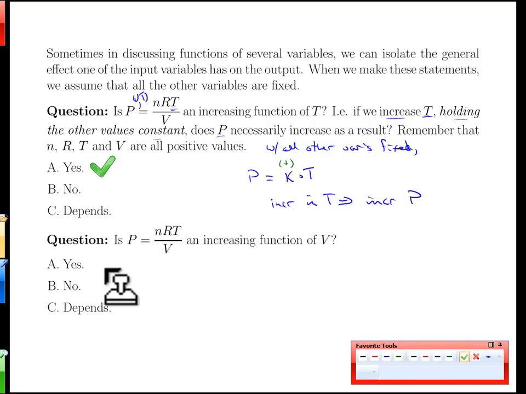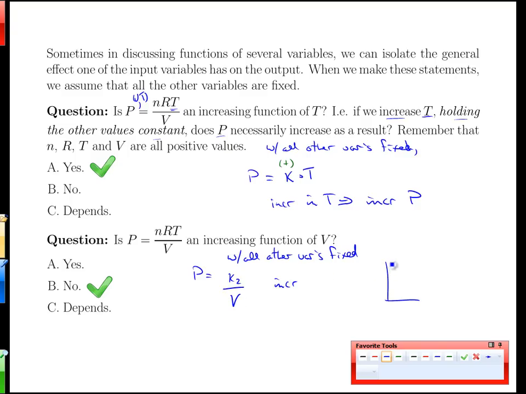Well, I think our graph earlier told us this answer. If we fixed all the other variables, and here we're not being specific about the temperature, we just know that it's going to be positive in Kelvin. So with all other variables fixed, P is basically some new constant, K2, over the volume. We know the shape of that.